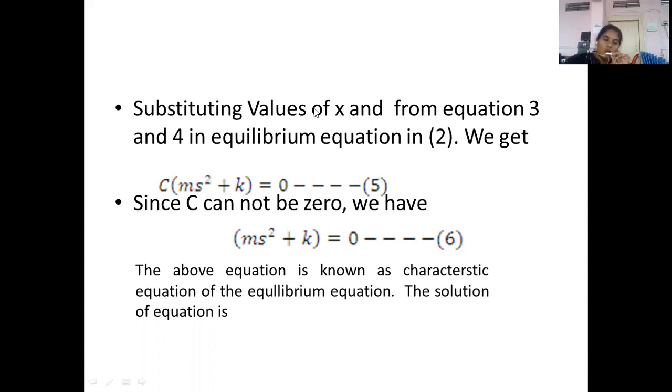So here, the outside term that is taken out is c into e raised to s t, and the other is ms square plus k. So a is nothing but c into e raised to s t, that is the first term, and the second one is nothing but ms square plus k. So from that, c and e raised to s t, these parameters will not be zero.